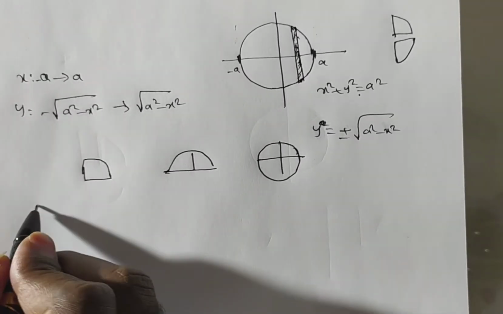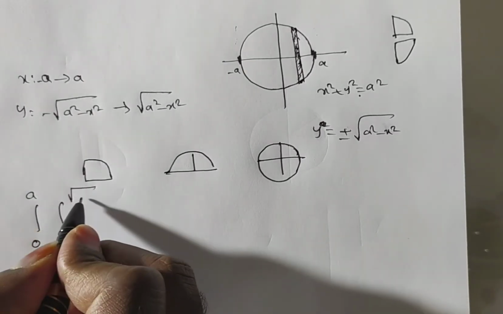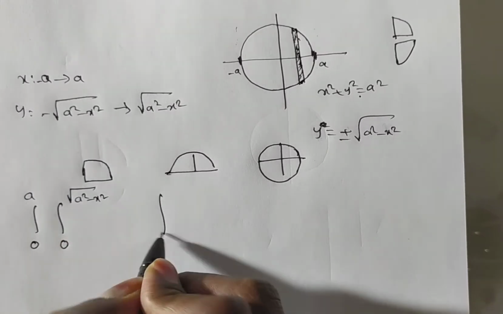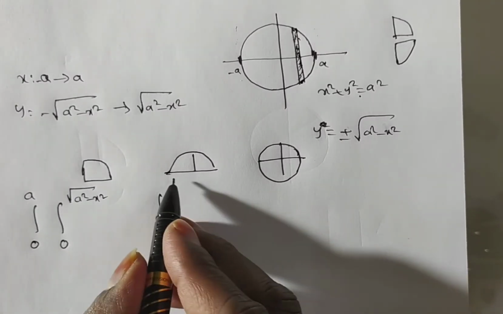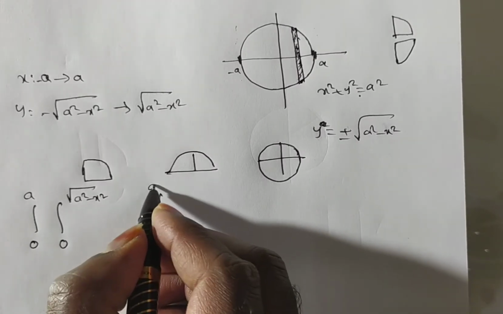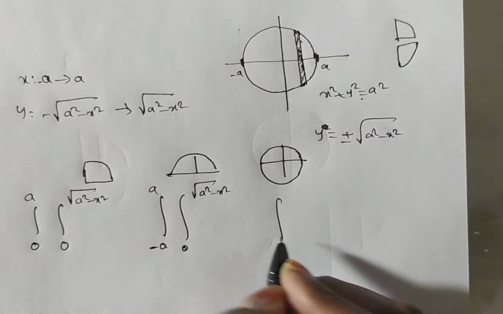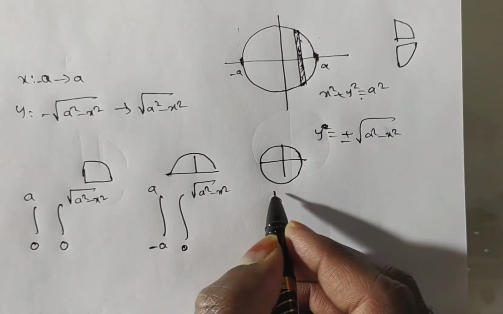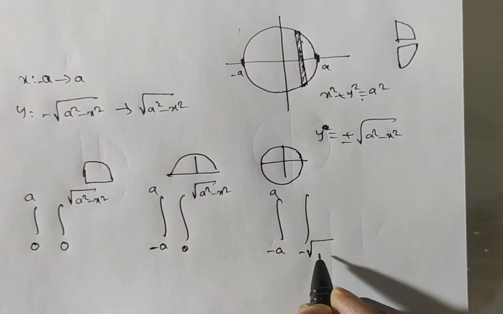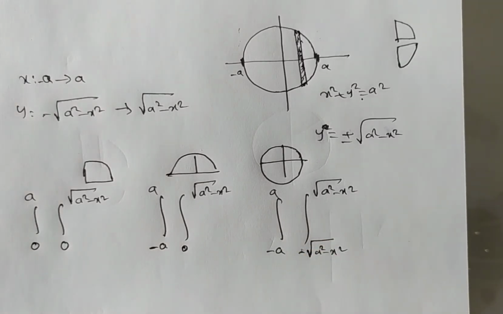You observe for this integral, y is from 0 to square root of a square minus x square when this is in the first quadrant. And if it is in the upper half of the circle, then x is from minus a to a and y from 0 to root of a square minus x square. And for the full circle, you have x from minus a to a and y from minus square root of a square minus x square to plus square root of a square minus x square. So like this we can find the limits when x is taken as independent.